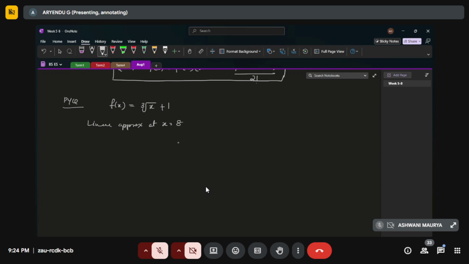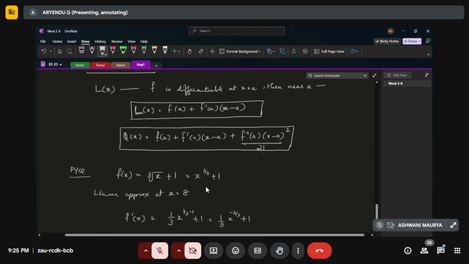Okay, so we will do that. When we are asked to find the linear approximation, first we have to ensure that we can find the derivative. So if you take the derivative of this function, you can write this as x raised to 1 by 3 plus 1. So you can use the power function. So you will get 1 by 3 into x raised to 1 by 3 minus 1 plus 1, which will give you 1 by 3 x raised to minus 2 by 3 plus 1.